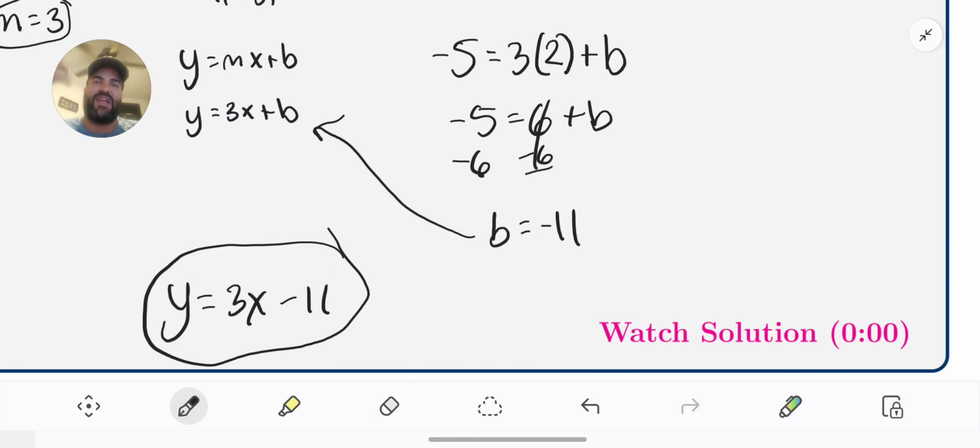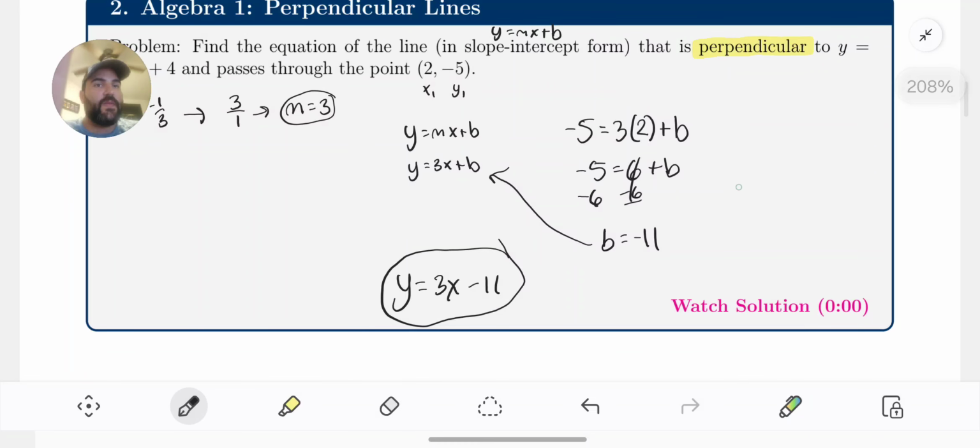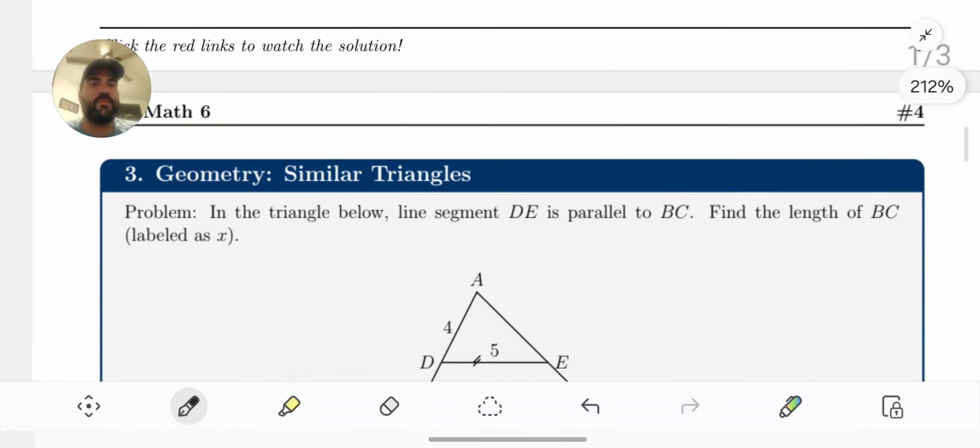Very good question for SAT. Not even, not everything's about the SAT. It's a good question for all of math. Okay, that's pretty standard, this question. And that is correct. 3x minus 11.